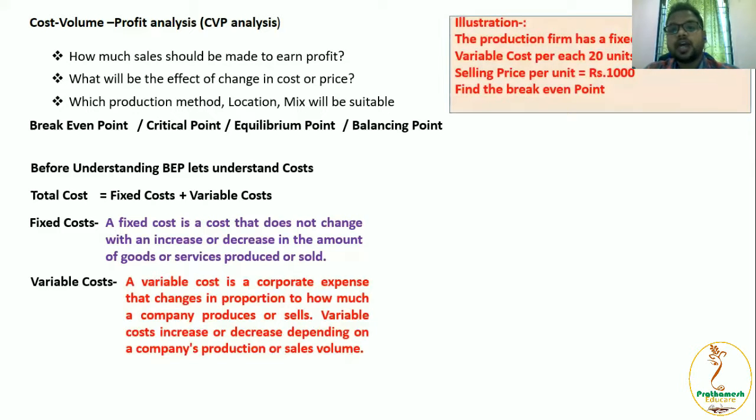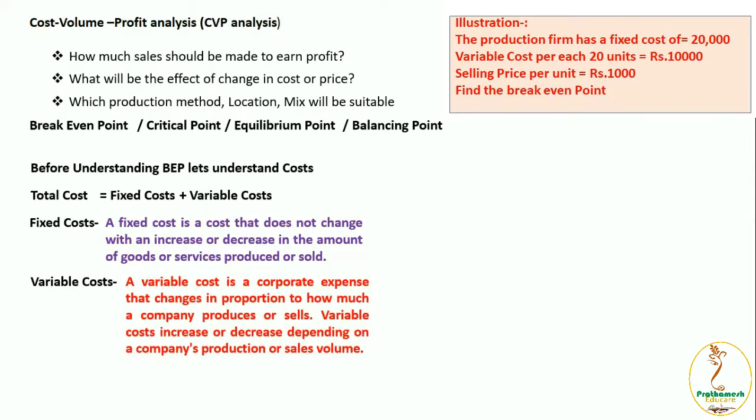This is the illustration we have. The production firm has a fixed cost of rupees 20,000. Variable cost for each 20 units is rupees 10,000. Selling price per unit is 1,000. Find the break-even point. We have not understood yet what the break-even point is. That will be clear in this particular illustration.